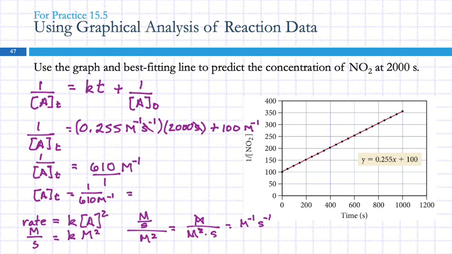So 1 divided by that. 0.0016393. Then because we inverted molarity to the negative 1, now we've got molarity again. And so we should probably report this as 0.00164 molar.